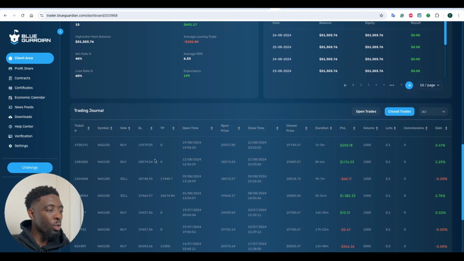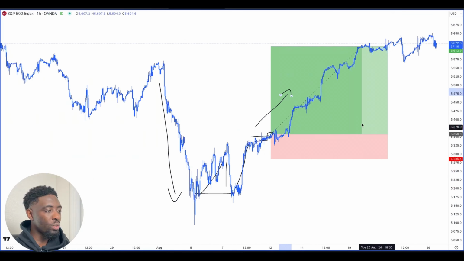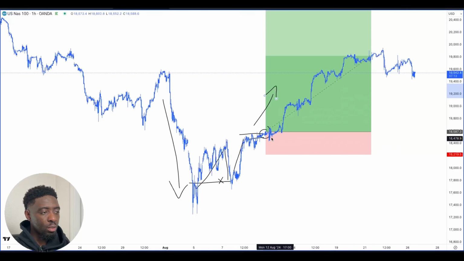So if you look right here, I had a buy, and this buy on NAS was on the 12th of August. I had a buy attempt on this one, and I closed the trade on the 21st. The entry price was 18574, and when you look at it on TradingView, it's slightly different. So let's look at NAS. Right here you have 18580, and that's because the brokers or the liquidity providers are a little bit different, but it's the same trade that I took.